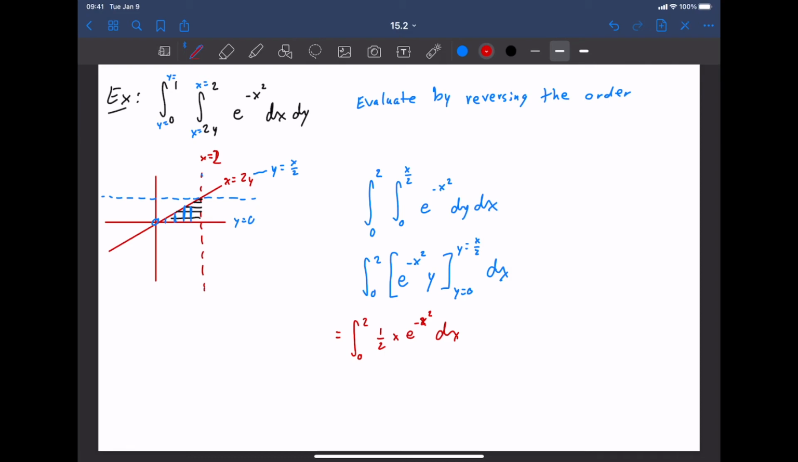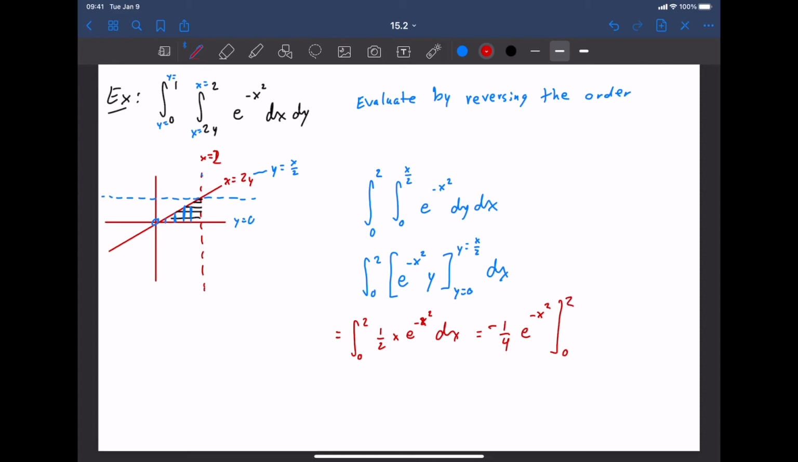Why is that any better? Because now, unlike before, if I made a u substitution with u equals negative x squared, or if I just looked at the reverse chain rule type approach, the derivative of that exponent is 2x, and now I actually have the x I need to do the reverse chain rule to do the u substitution. So this would become a negative 1/4 e to the negative x squared from 0 to 2.